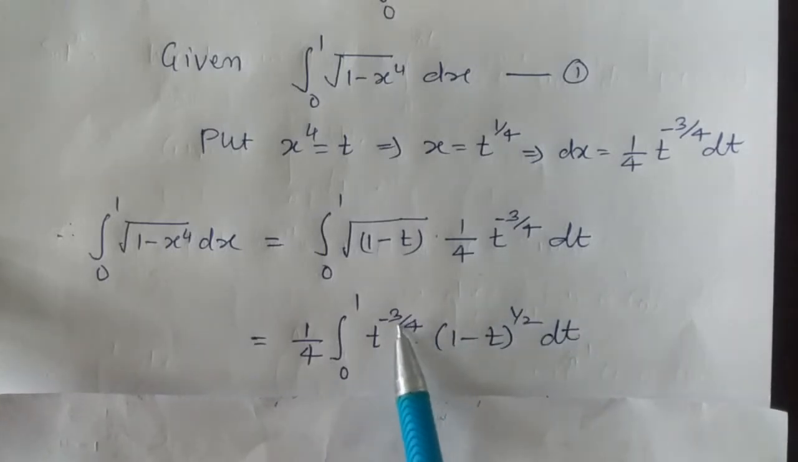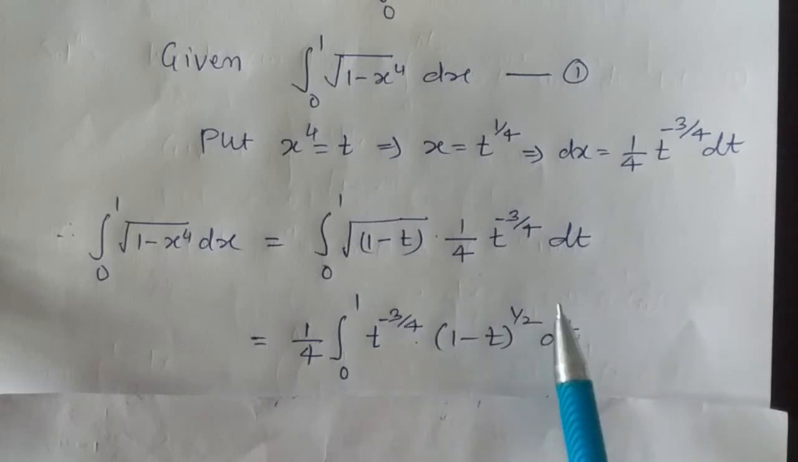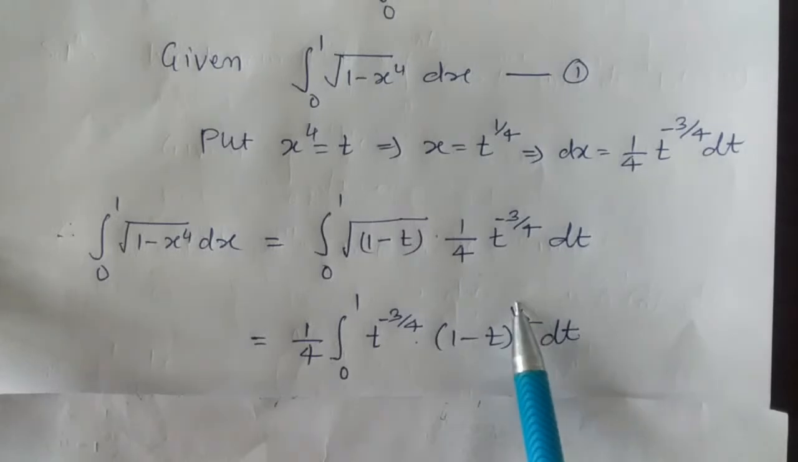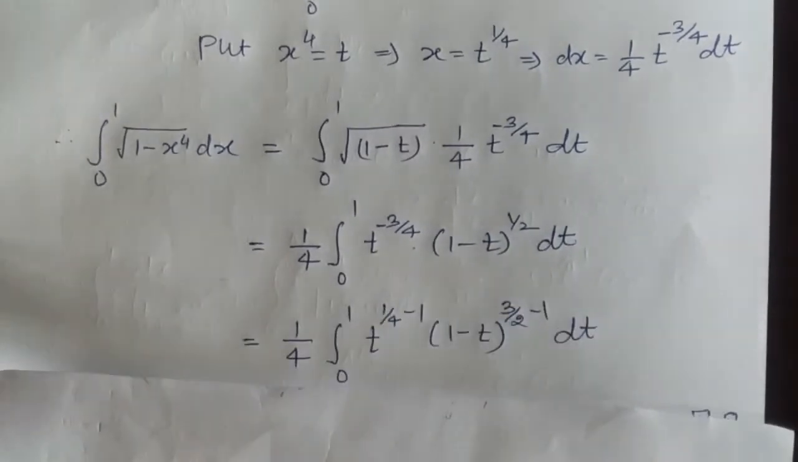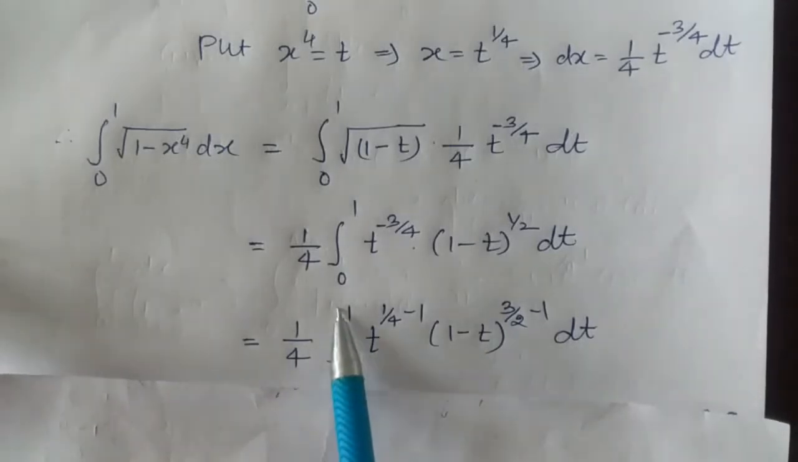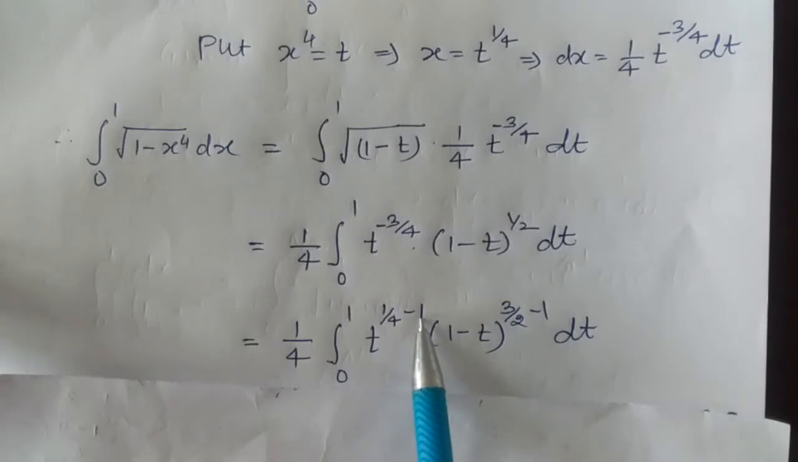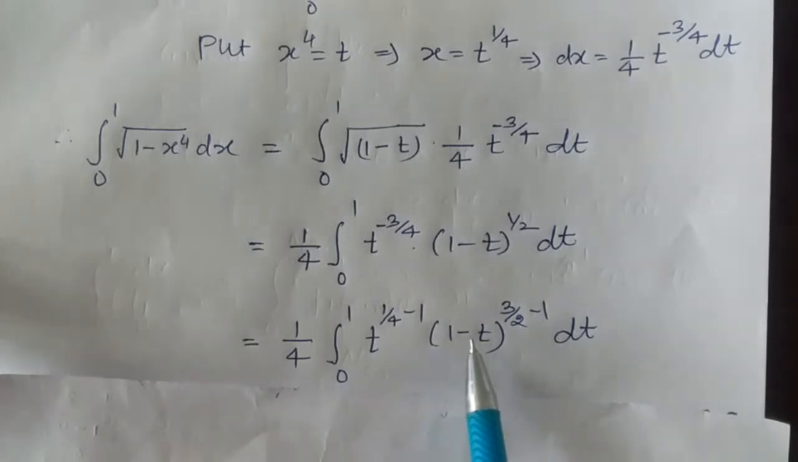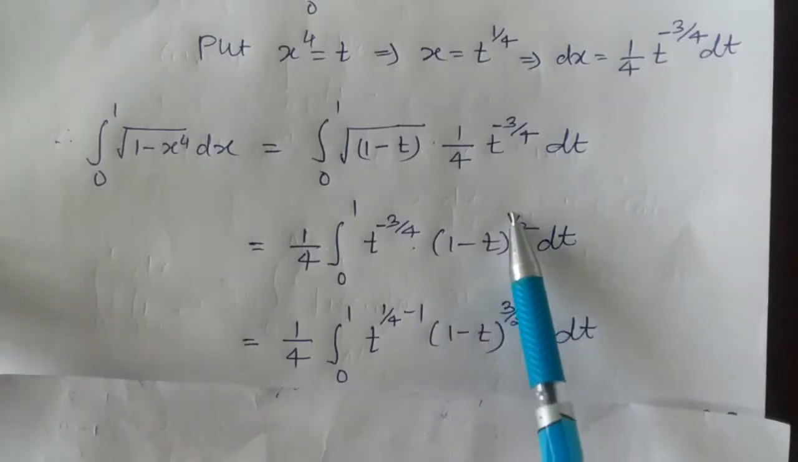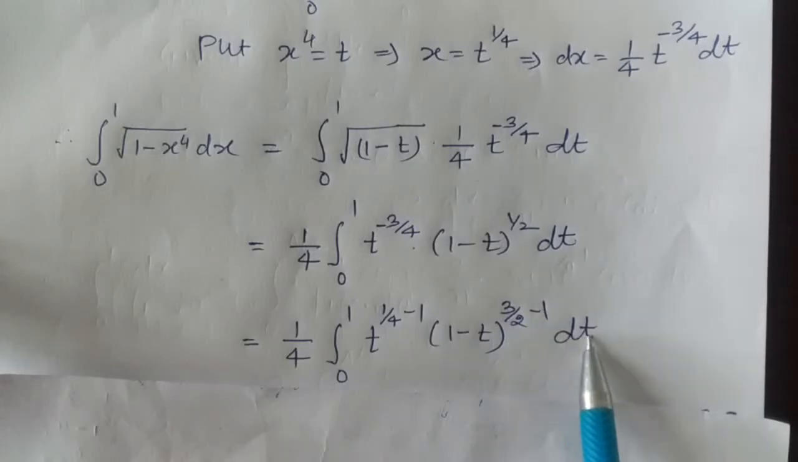Now negative 3/4 power can be expressed as 1/4 minus 1, and 1 by 2 power can be expressed as 3 by 2 minus 1. So we write 1 by 4 into the integral from 0 to 1 of t to the power negative 3/4, which is 1/4 minus 1, into 1 minus t whole power 1 by 2, which is 3 by 2 minus 1, dt.